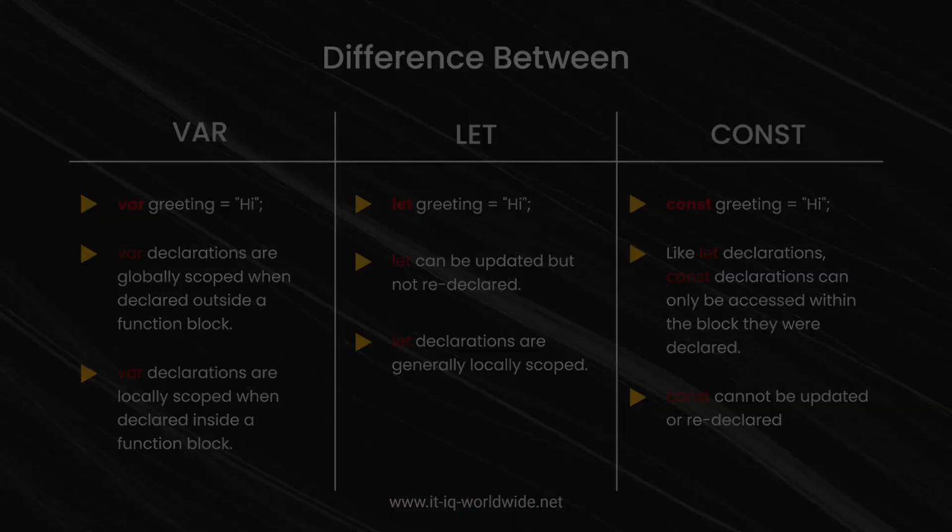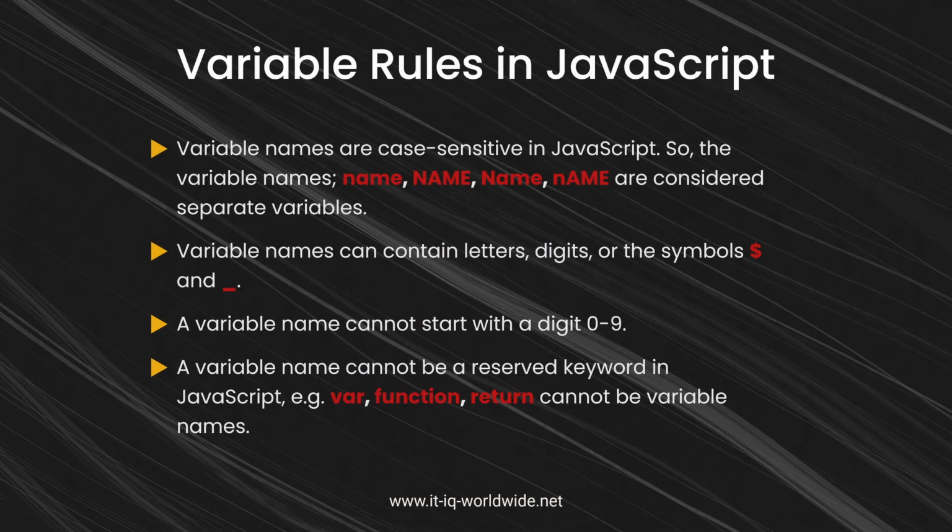redeclared. In JavaScript, there are specific ways we are allowed to name variables. Here are some of the rules. Variable names are case sensitive in JavaScript. Variable names can contain letters, digits, or the $ sign and the underscore. A variable name cannot start with a digit. A variable name cannot be a reserved keyword.